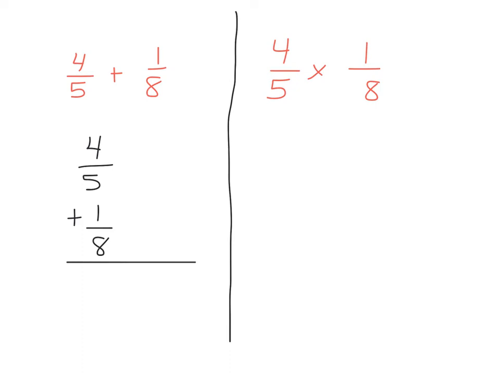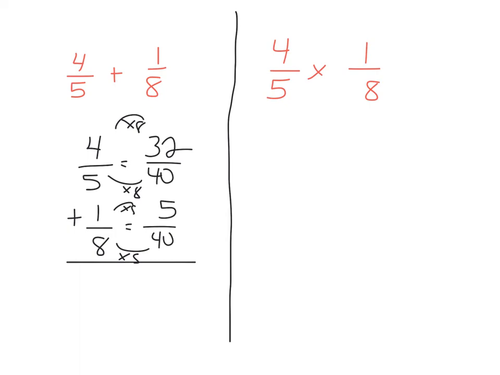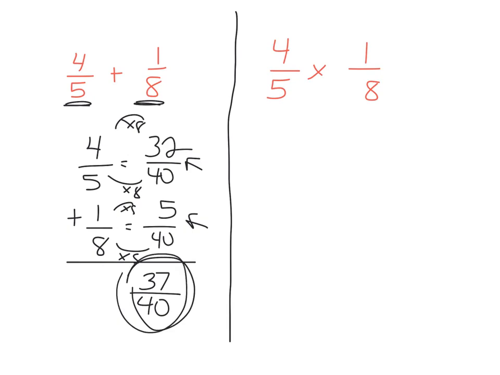And so now I'm going to make the denominators the same with equivalent fractions. My new denominator is going to be 40, and so 5 times 8 is 40. 4 times 8 is 32. 8 times 5 is 40. 1 times 5 is 5. Hopefully this is looking familiar. And now I have 32/40 plus 5/40, which is 37/40, and that is in simplest form. And so 4/5 plus 1/8 is 37/40.